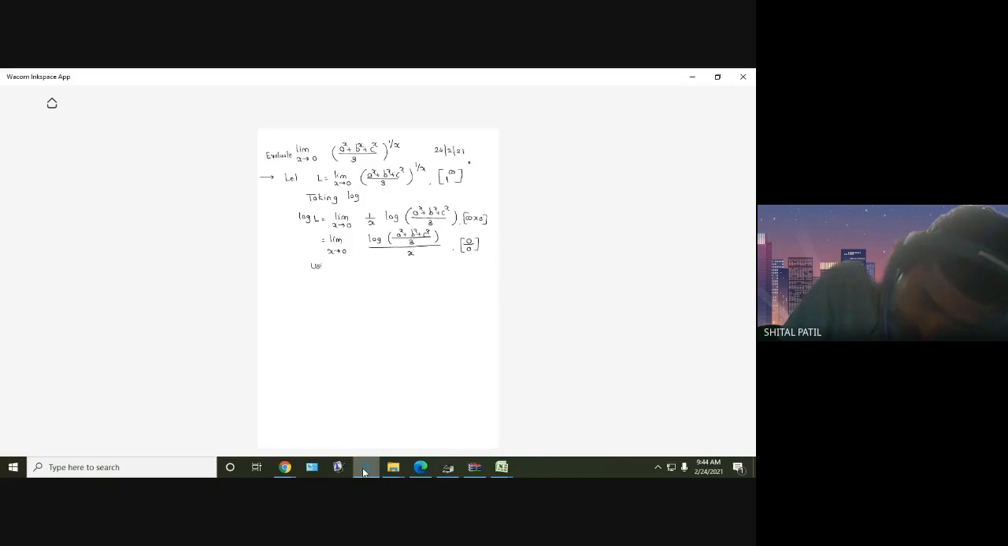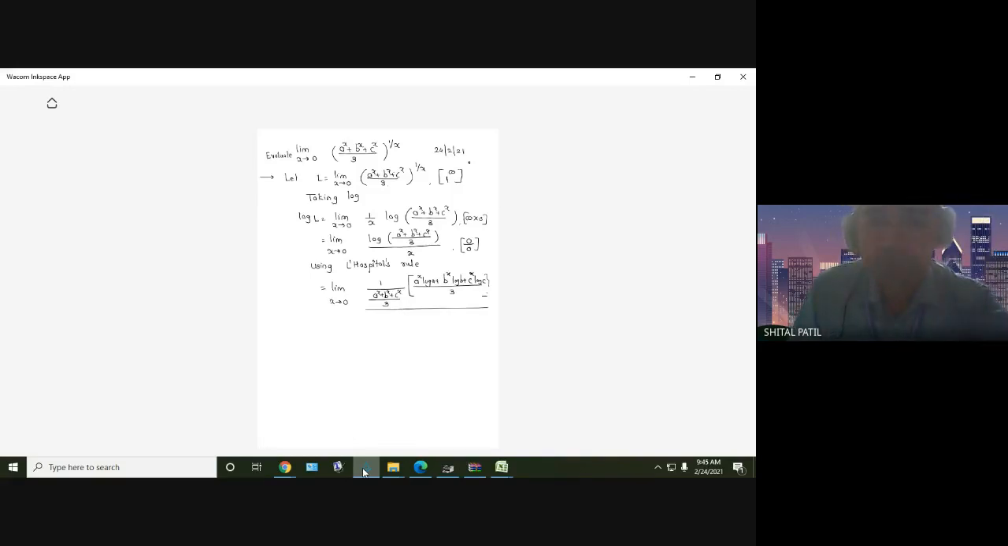Okay, now we can use L'Hopital's rule. So using that we have limit x tends to 0, derivative of logarithmic term. What is the derivative? 1 upon a raised to x plus b raised to x plus c raised to x divided by 3 into, now derivative of this, a raised to x log a plus b raised to x log of b plus c raised to x log of c divided by 3, as it is, no change. Whole divided by, this is derivative of numerator only, right? Whole divided by derivative of denominator. Derivative of x is 1.